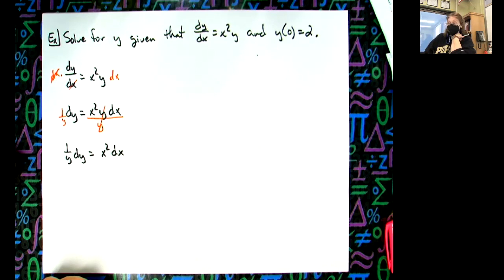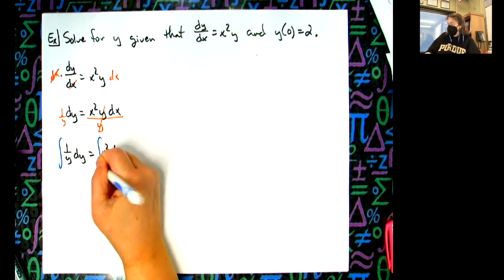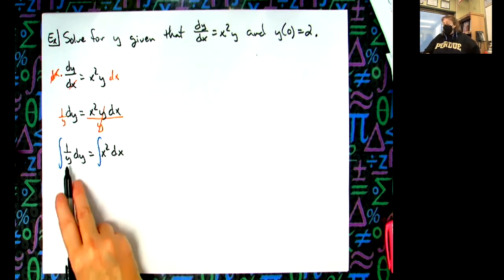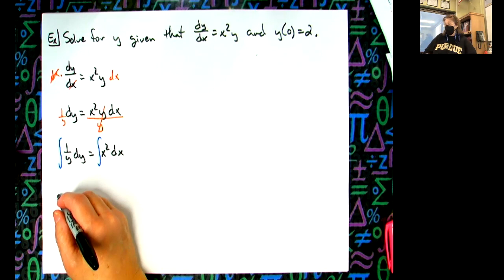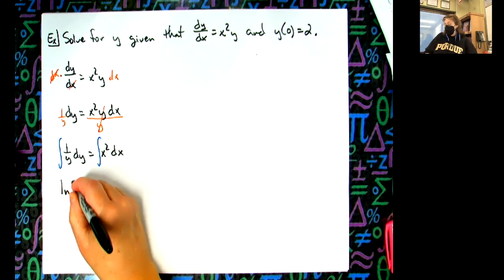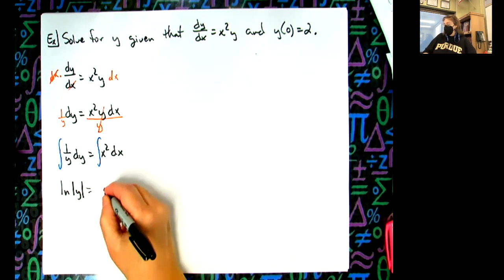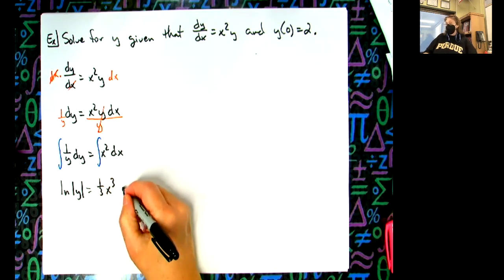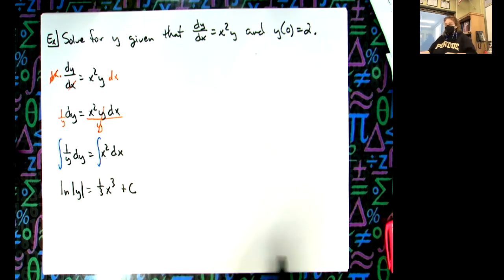Okay, so far so good. Now I'm going to integrate both sides because I've got my variables separated. We ought to be able to integrate both of these actually kind of easy, right? 1 over y is going to be natural log absolute value y. All right, integrate x squared. That'll be 1/3 x cubed. And then we've got to throw in the plus c. So the integration actually was kind of easy on that one.